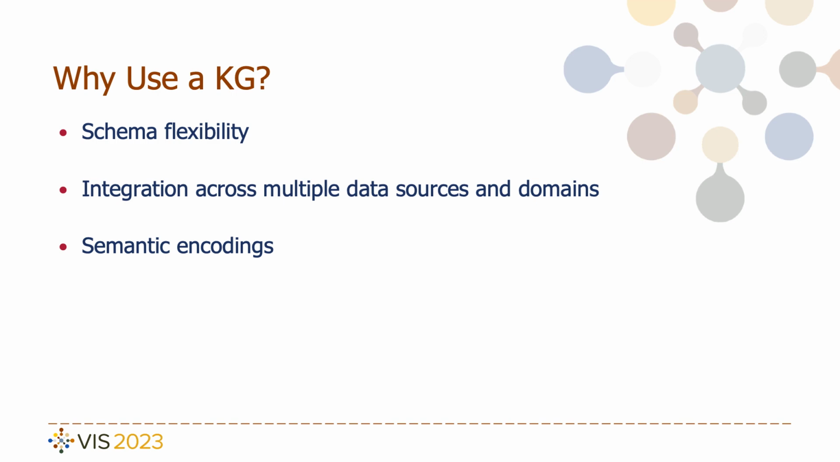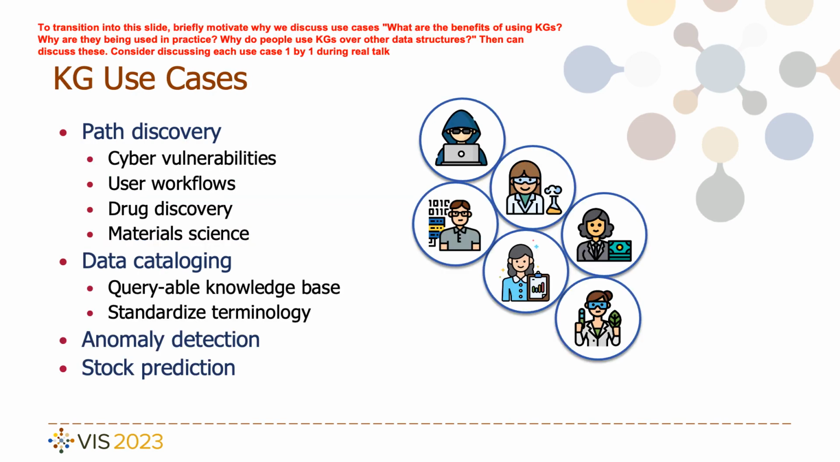The second is that KGs can easily integrate data across different domains, for example, to connect diseases with treatments or manufacturing data with financial data. The third is semantic encodings. The relational encodings in KGs have intrinsic semantic meaning that can help users better understand their data and improve data analysis. Our participants use KGs for a wide variety of use cases.